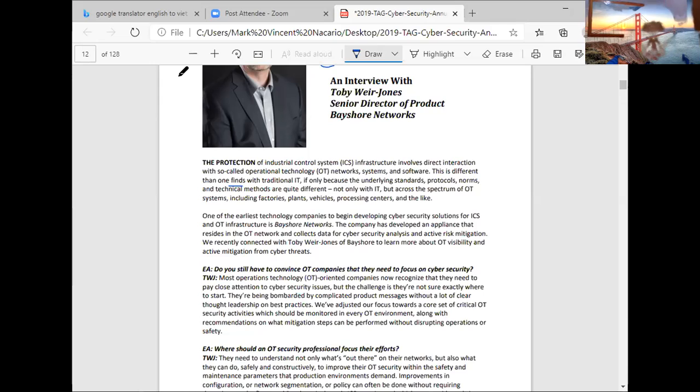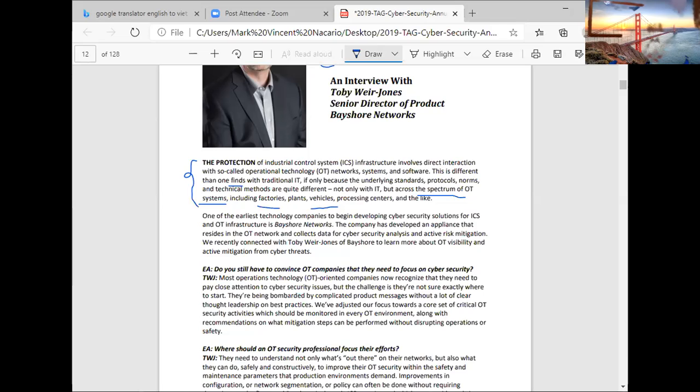Quite different. Quite, quite different, not only with IT, but across the spectrum of OT systems, including factory, plant, vehicles, processing center, and the like. Yes, and the like. Okay, so let's explain this one first.